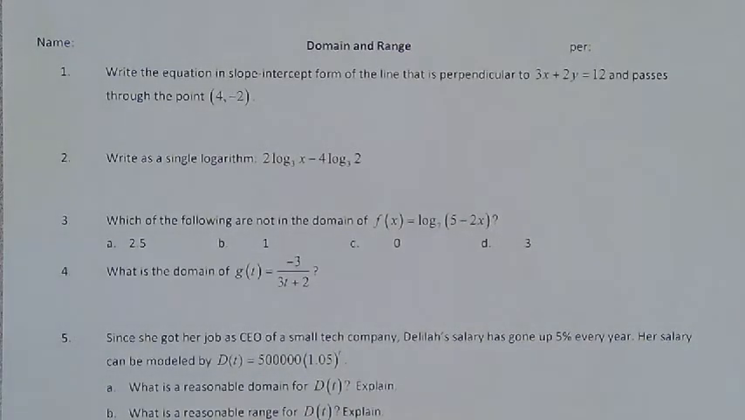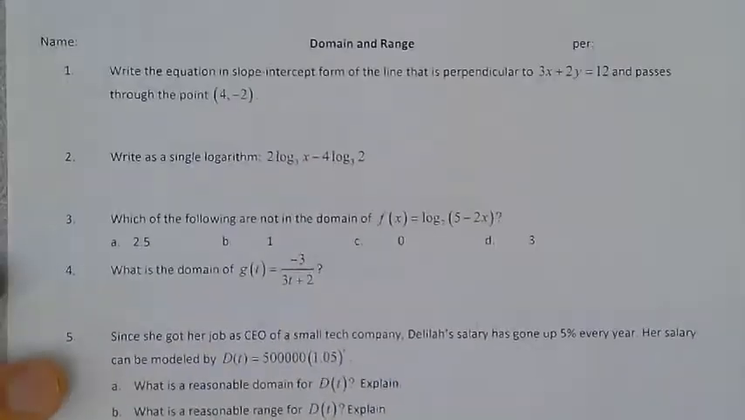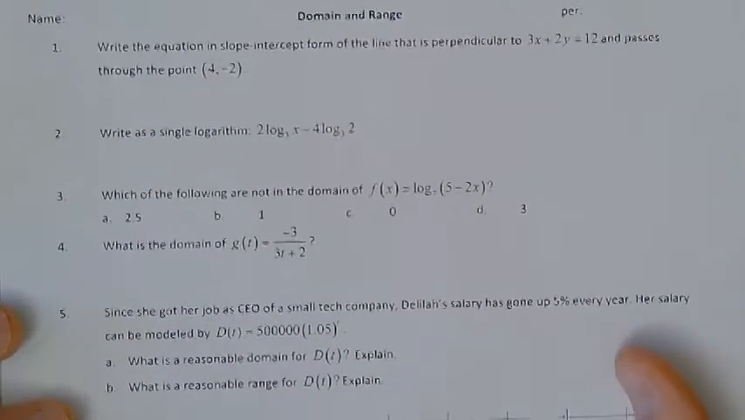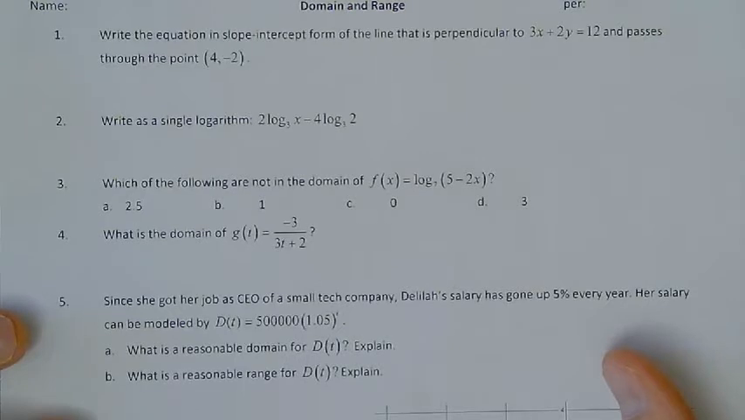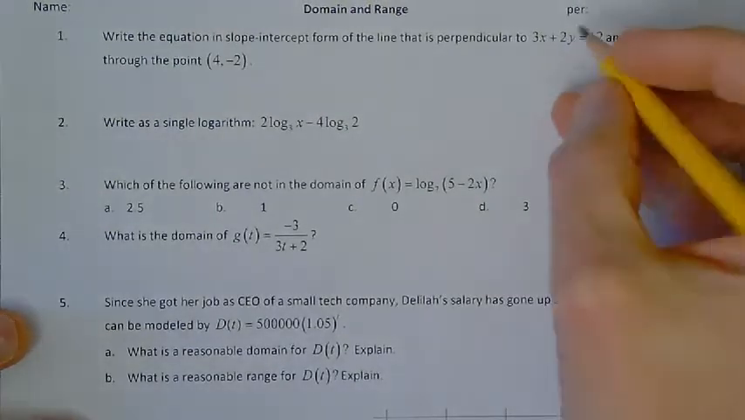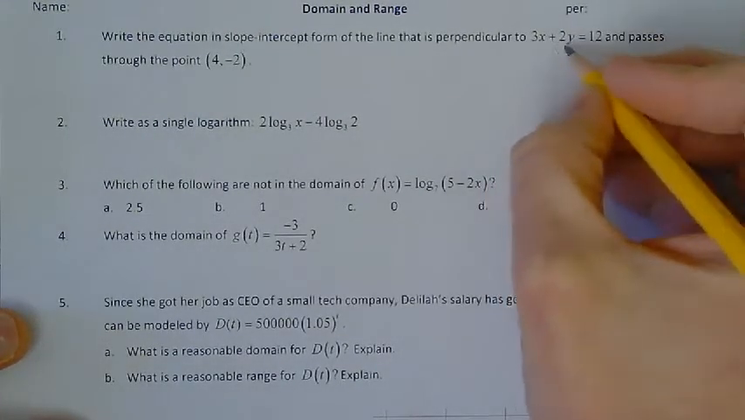All right, let's take a look at this domain and range worksheet. Start out with our review problems. Write the equation in the slope-intercept form of the line perpendicular to 3x plus 2y equals 12, passing through that point. So first of all, we'd want to know what the slope of this line is.